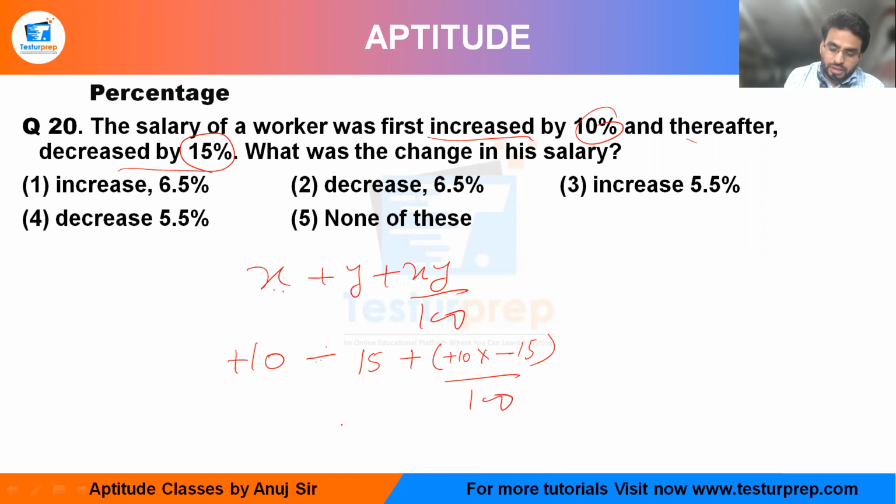Overall it will become 6.5 in the negative, right, because the 15% is just more than the positive value there, it will also come out to be negative, right. This negative symbol shows that it is a decrement, that means a 6.5% decrement, the option number second in that option question.